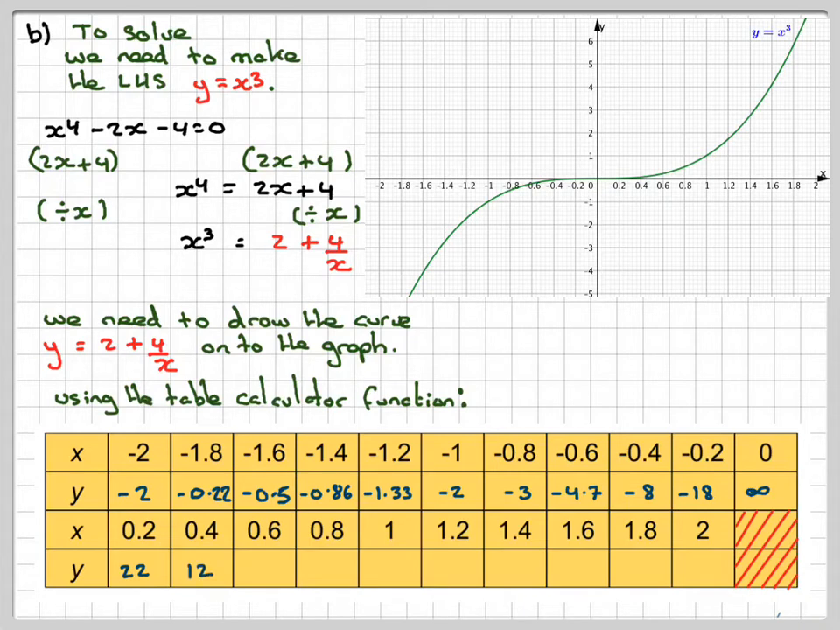0 is not defined, because 4 divided by 0 you can't do, so it's said to be infinity. Then 0.6 will be 8.57, 7, 6, 5.83, 4.86, 4.5, 4.22, and 4. Now what you need to do is plot those points carefully on the graph. So the first one will be here.